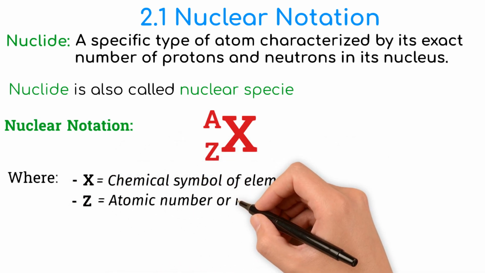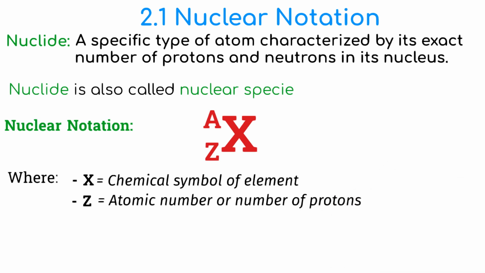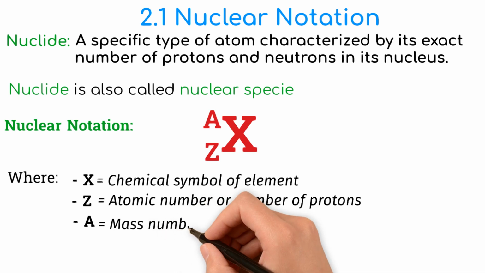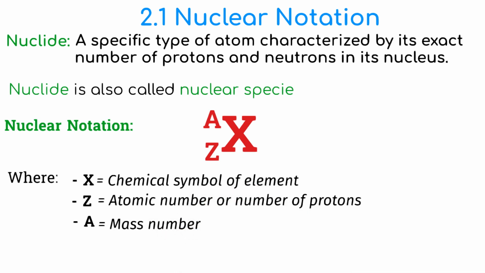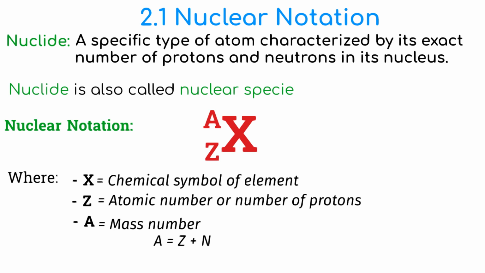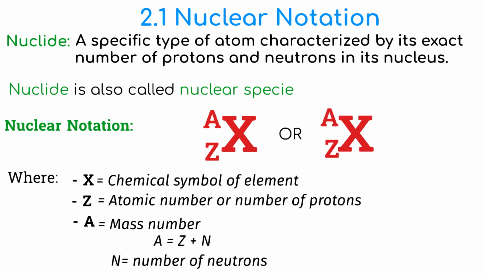Z is the atomic number, which represents the number of protons in the nucleus of each atom of the element, and A is the mass number, which is the sum of the number of protons and the neutrons in the nucleus of an atom of the element. N is the number of neutrons, and sometimes it can be represented including the number of neutrons as shown, and this other notation of a nuclide is particularly important when discussing the classification of nuclides.